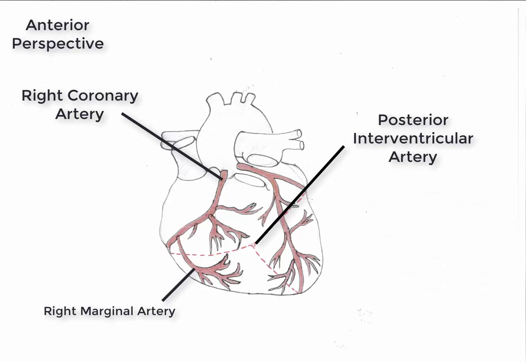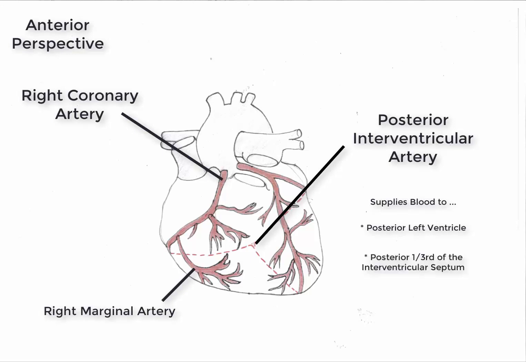The posterior interventricular artery runs down the posterior face of the heart between the 2 ventricles and supplies blood to the posterior left ventricle and the posterior 1/3 of the interventricular septum. The right marginal artery follows the acute angle of the heart, supplying both surfaces of the right ventricle.